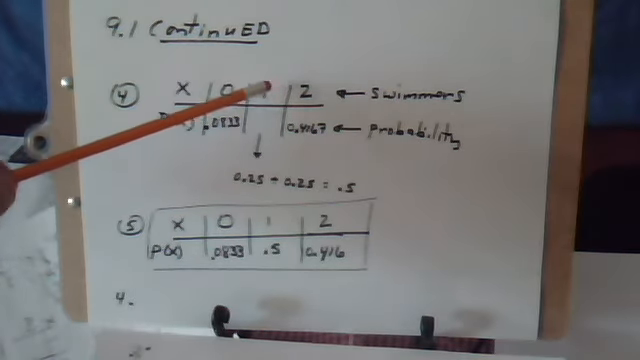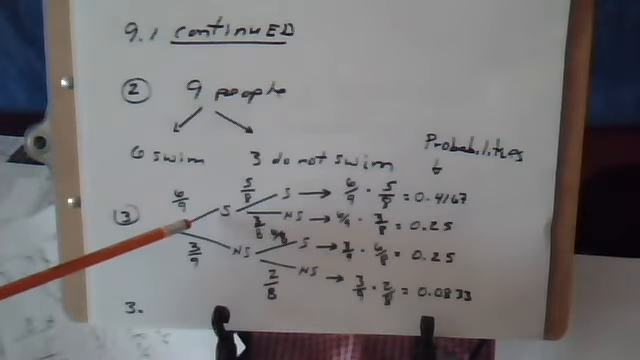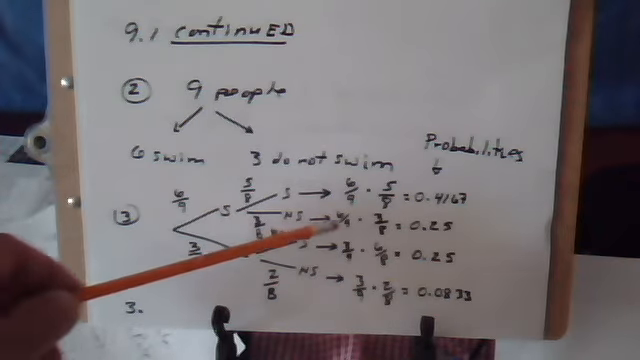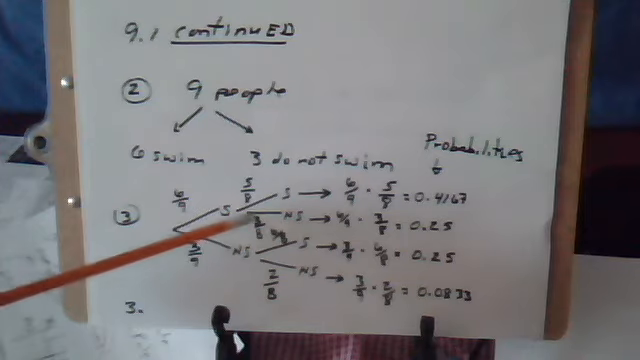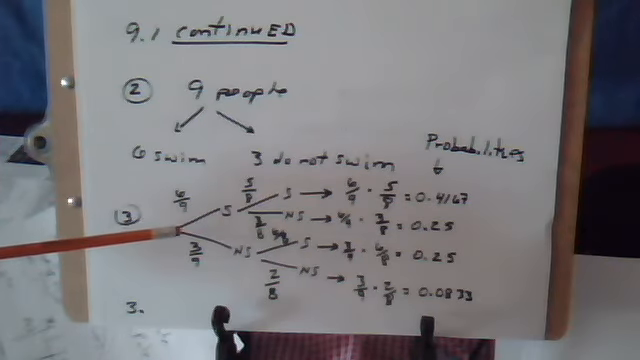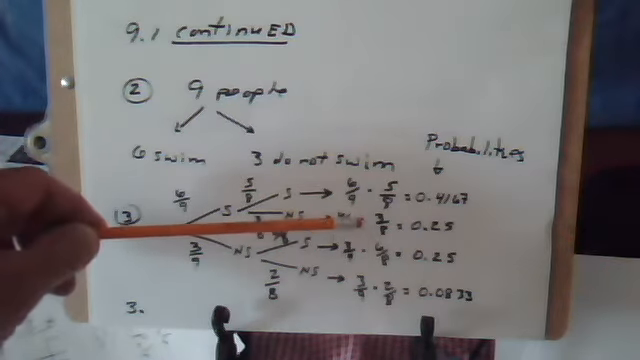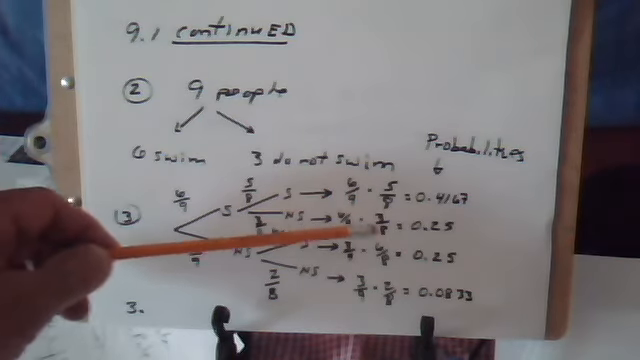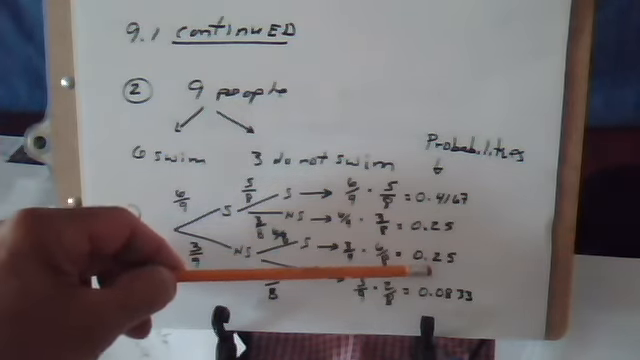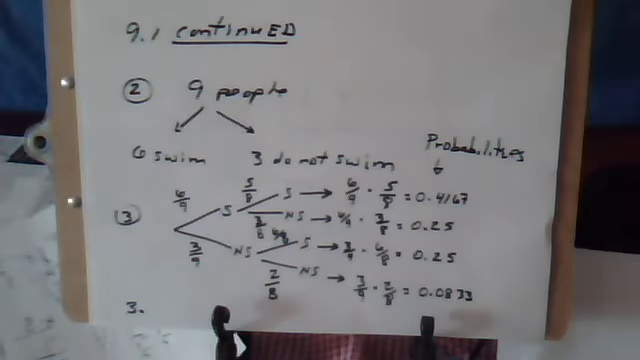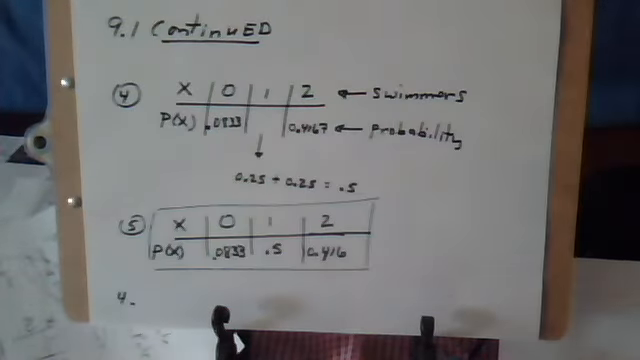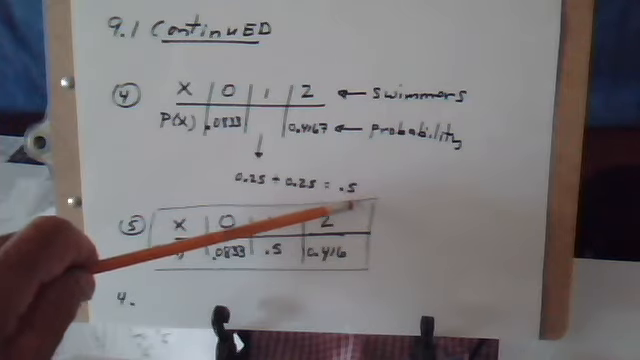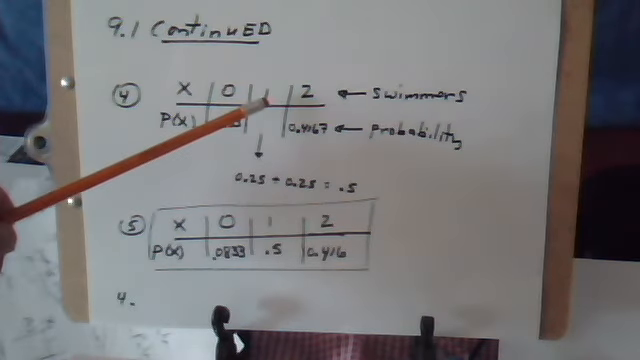What's the probability of picking 1 swimmer? Well, 1 swimmer you'll find along this route, an S and a not-S, and you could find 1 swimmer along this route. So these 2 routes give you 1 swimmer. It's this one or this one, so you add these 2 up, and that gives you 0.5 for 1 swimmer.